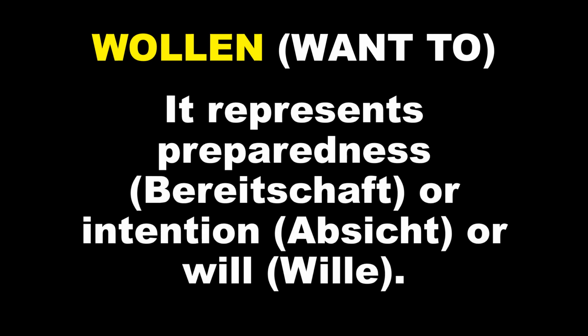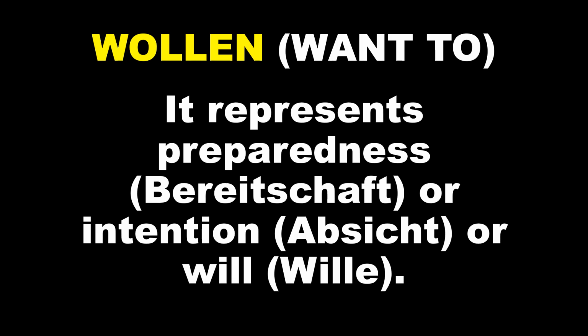The next verb is wollen, which means want to. It represents preparedness or intention or will. So there are three moods we can see here when we use the verb wollen. Preparedness, intention, will. In German we call preparedness Bereitschaft, intention Absicht, and will Wille. That is how we pronounce these three moods in German.